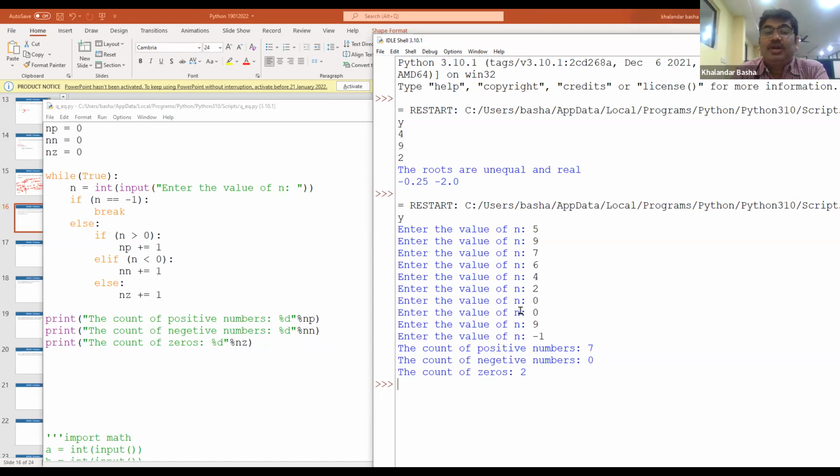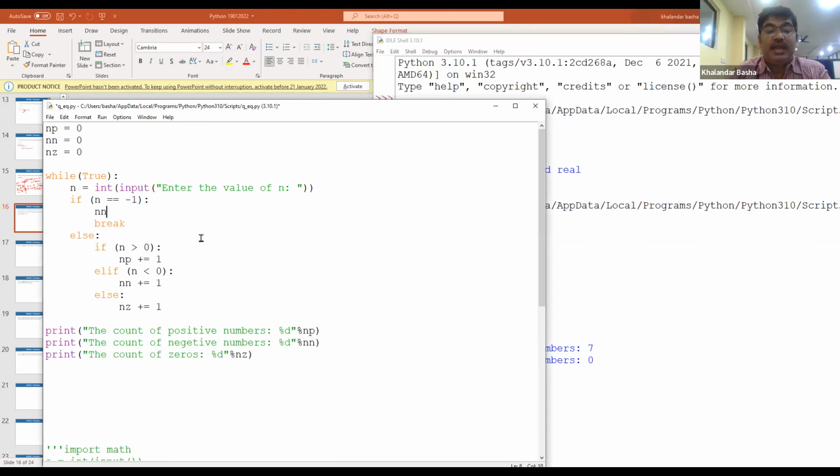Suppose if I want to count -1 also, then we have to increment nn += 1. Because if I want to include -1 also, first I'll increment, then I'll go for the break statement.